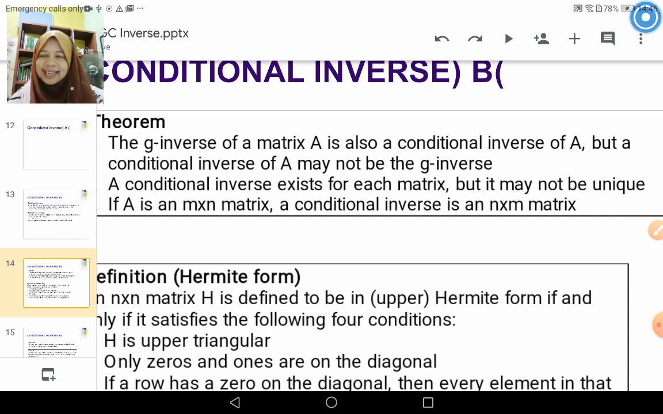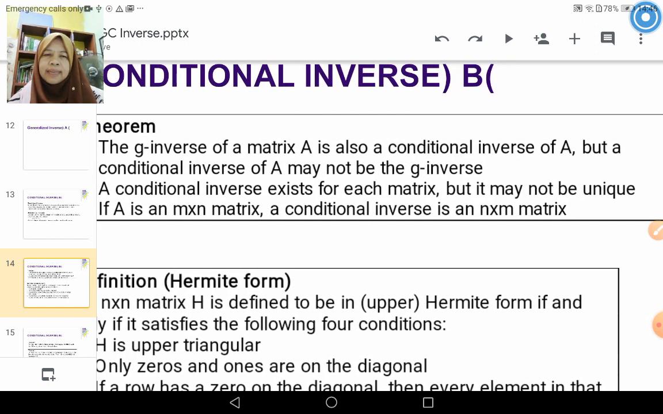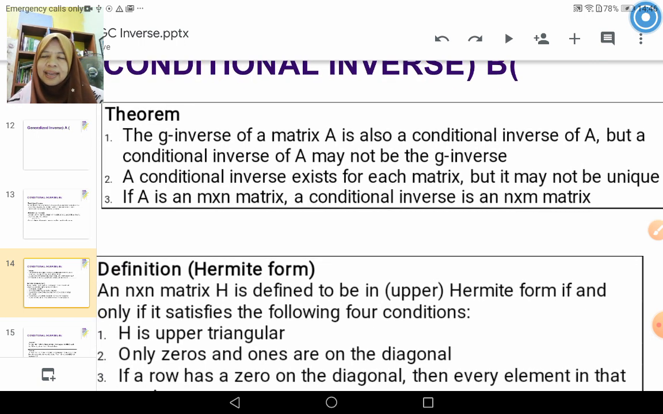So do you understand? Theorem 2: a conditional inverse exists for each matrix, but it may not be unique. And number 3: if A is an m times n matrix, a conditional inverse is an n times m matrix.